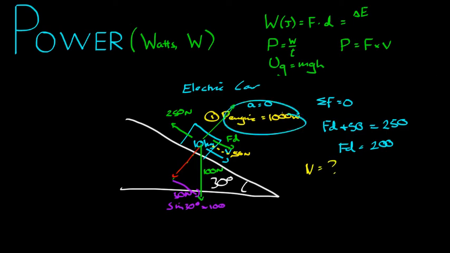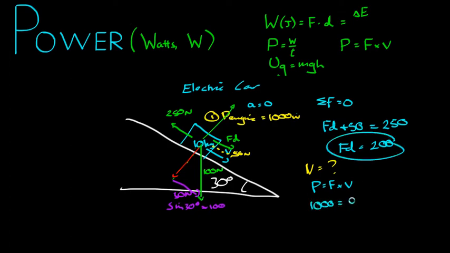That's the driving force. The next part we want to solve is the velocity of that motor. Well, we know the power of the engine is 1000 watts, and power equals force times velocity. If power equals 1000 watts and the force we found equals 200, then we can find the velocity this car has to be moving at so it does not accelerate. 1000 divided by 200 is equal to 5 meters per second.